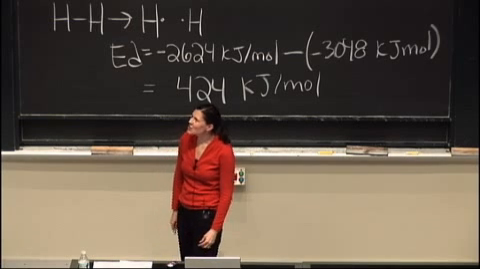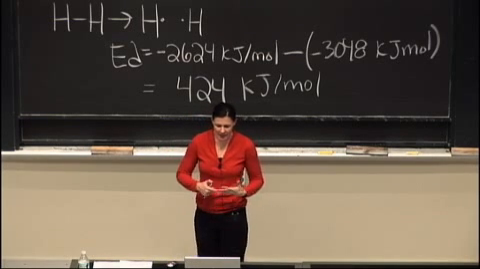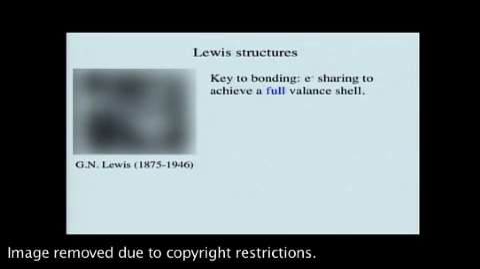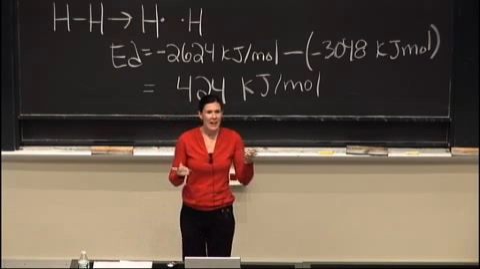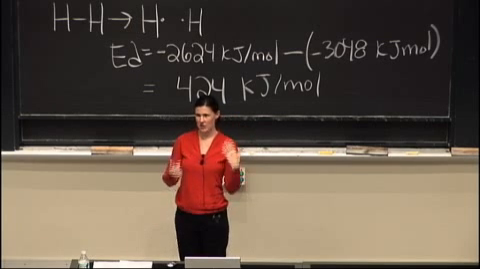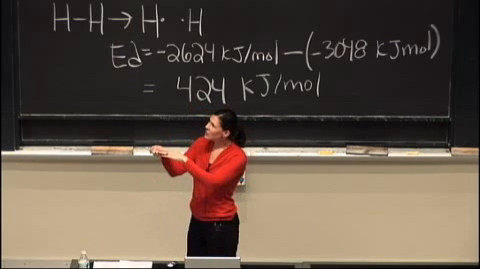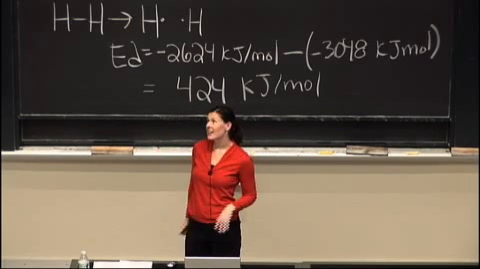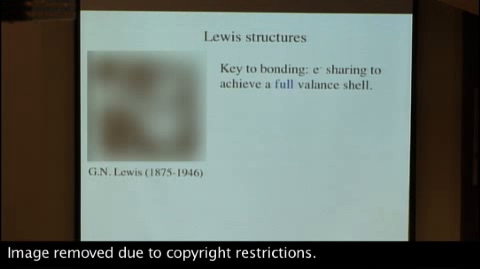So Lewis structures is basically an organizing property of bonding, of molecules, which is the idea that when we're thinking about bonding, the key is to achieve a full valence shell in each of the individual atoms. So we want to have in an HH bond, for example, a full shell for each of the hydrogen atoms. And G.N. Lewis is the scientist that is credited and who did, in fact, come up with this idea for the way to represent this.